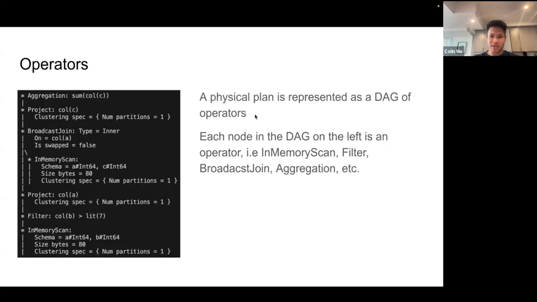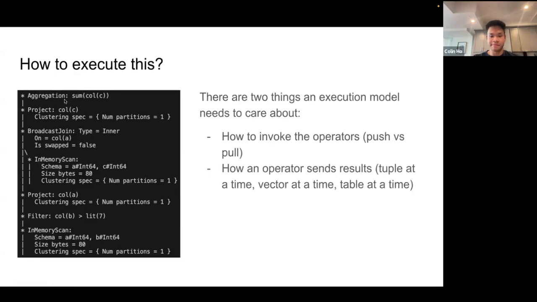A physical plan is represented as a DAG, a directed acyclic graph of operators. Each node in this DAG, to the left, is an operator. In-memory scan is an operator, filter is an operator, project, join, aggregation. These are all operators. So how do we execute this? There are two things that an execution engine needs to care about regarding these operators: how do I invoke the operators, and how does an operator send the results to the next operators?